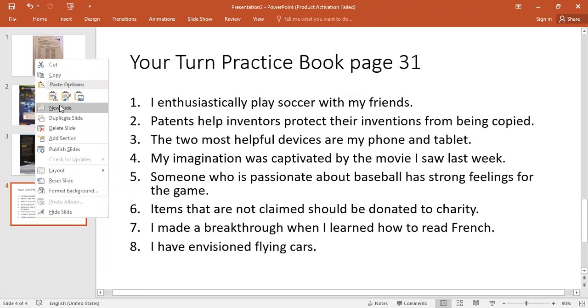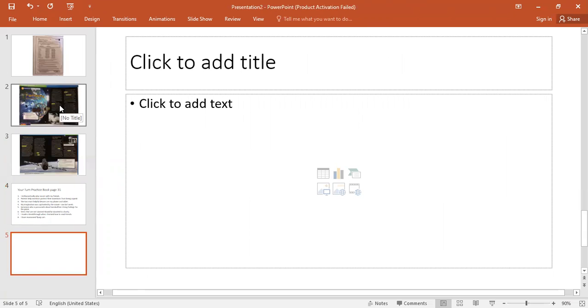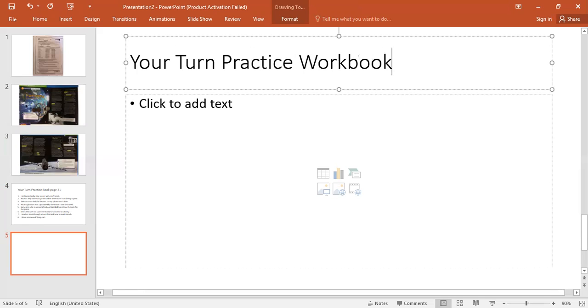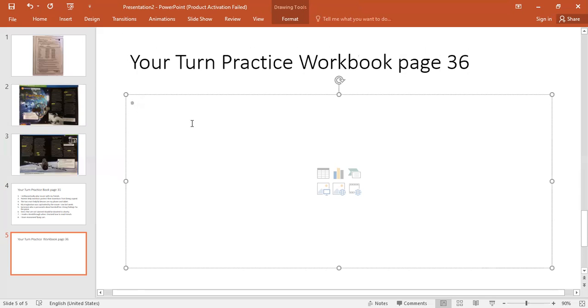Next, we did page 36, also in your Your Turn Practice Workbook. Sorry, not the reading writing workshop textbook, your Your Turn Practice Workbook, page 36. All right, number 1. Let's read first.